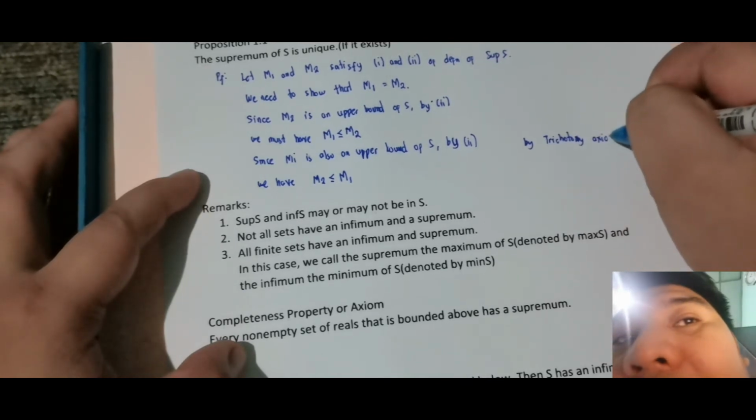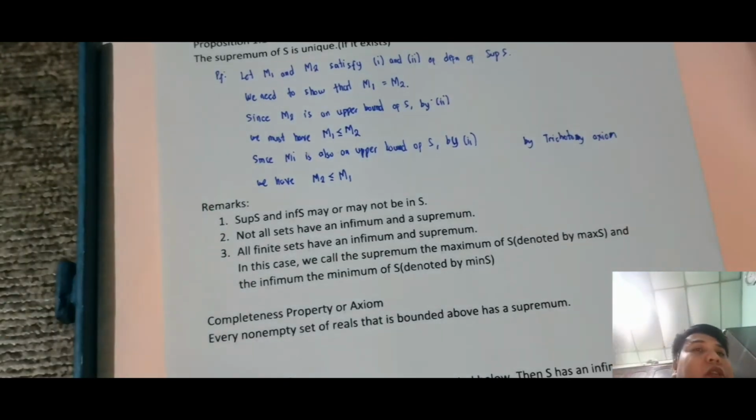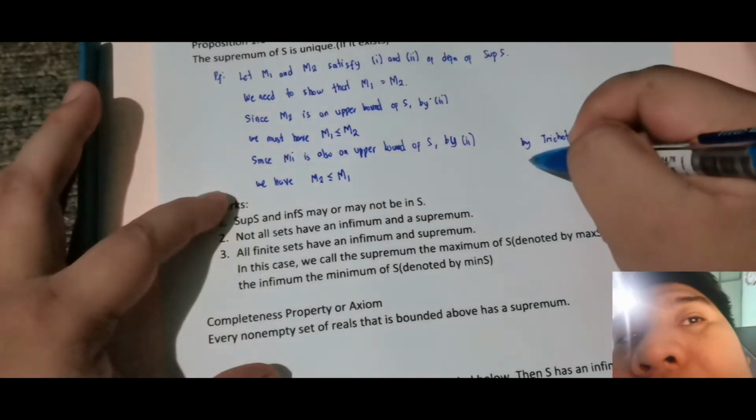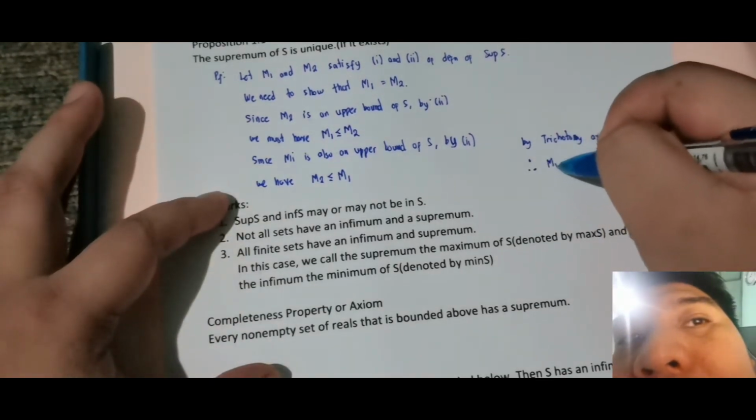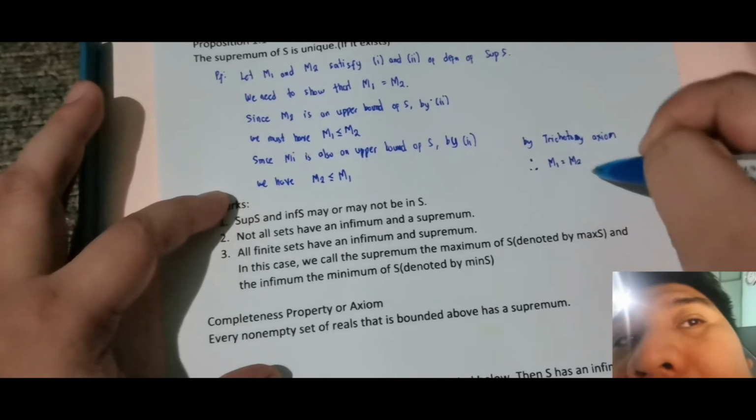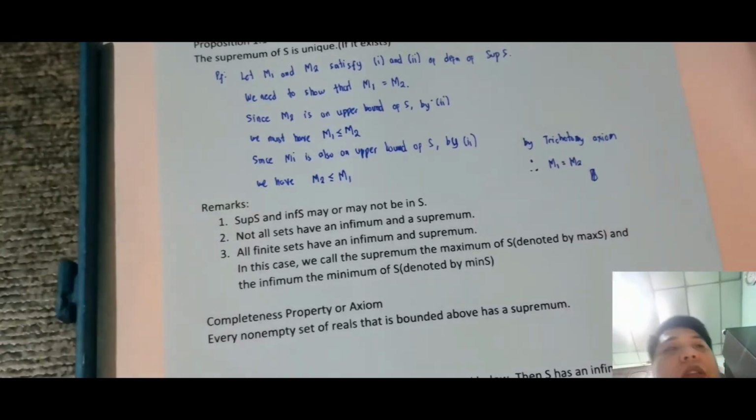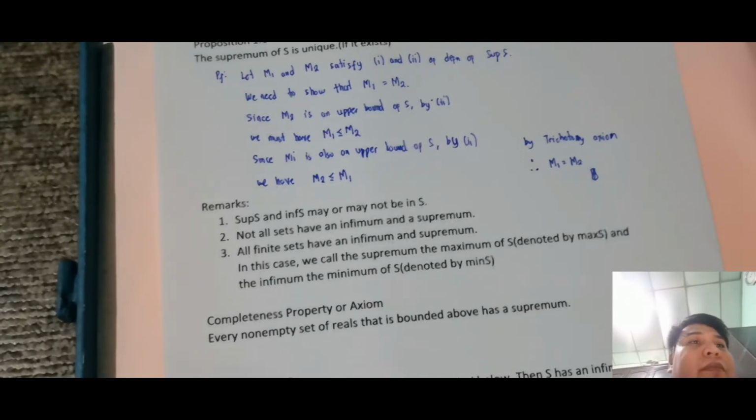okay, kailan ba mangyayaring ganyan? Na yung M1 is less than or equal to M2 and M2 is less than or equal to M1. Pag M1 is equal to M2 and that is done. Therefore, the supremum is unique. Okay, so ganun siya kasimple. So, meaning, pag pinaprove ko naman that the infimum of S is unique, alam mo na yung gagawin mo, similar manner lang, ganyan lang din mangyayari. Okay, so hoping na na-gets mo yung idea na sinasabi ko.